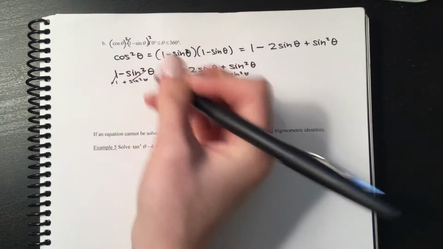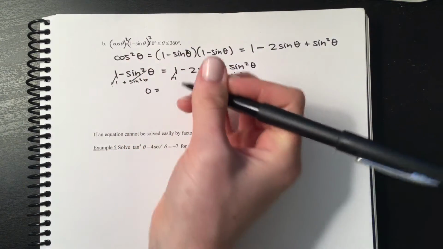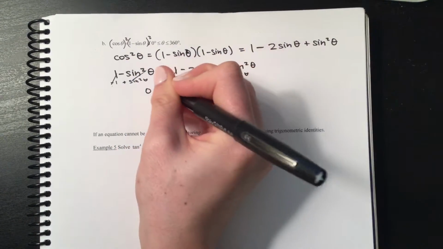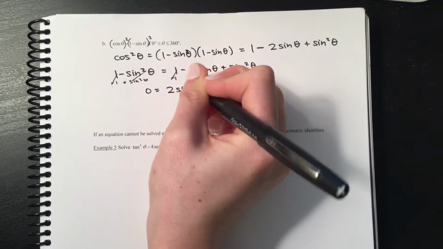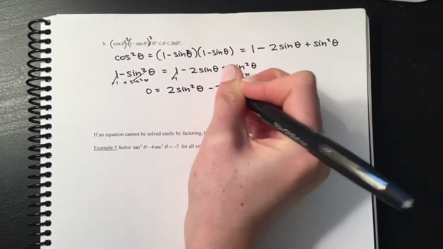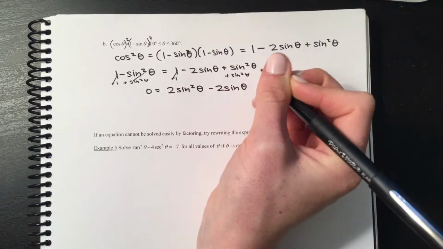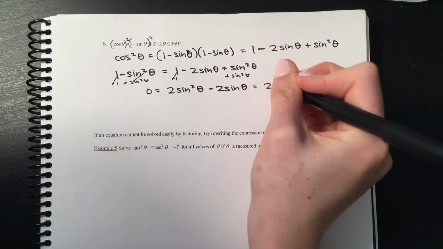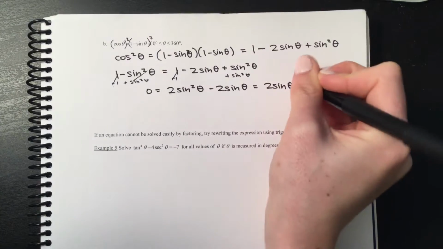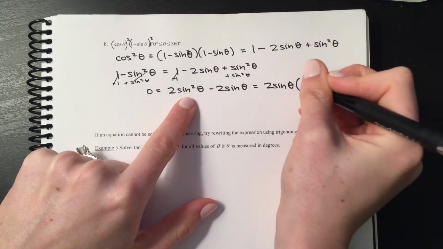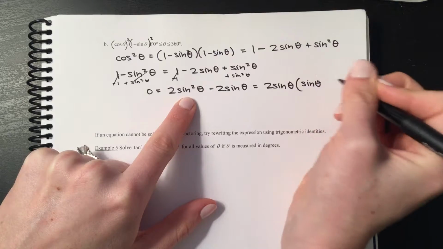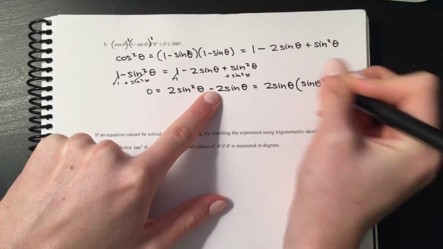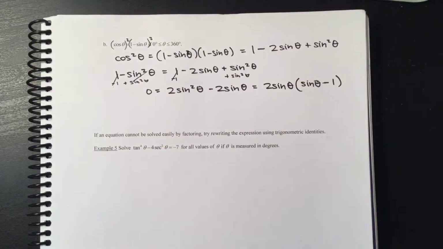So everything canceled over here. I have 0. And then I have plus 2 sine squared, and then minus 2 sine. Okay, so I'm going to solve this one using a GCF as well. So I have a common 2 sine. I can factor that out. When I factor out a 2 sine, I'm left with sine, and then minus, here there's just a 1 left over. So I can set those both equal to 0.